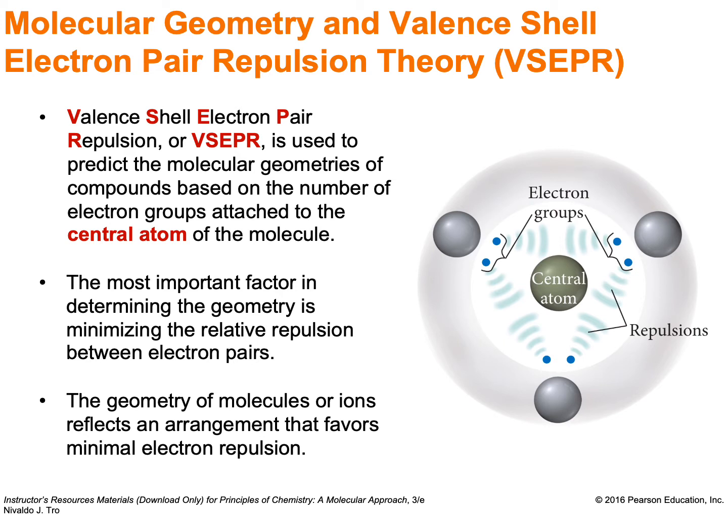So the most important part of determining the geometry is to minimize the repulsive forces between electron pairs. This is why it's called electron pair repulsion theory. Electrons will repel against other electrons to the extent that they move to a more stable position. The geometry is a result of that. It reflects an arrangement that favors minimum amounts of electron repulsion.